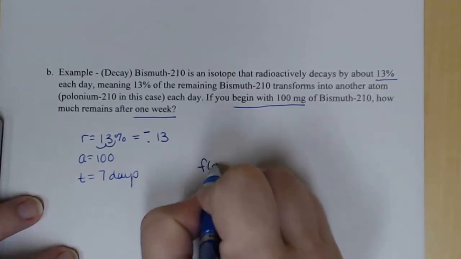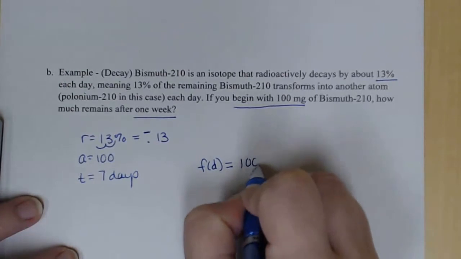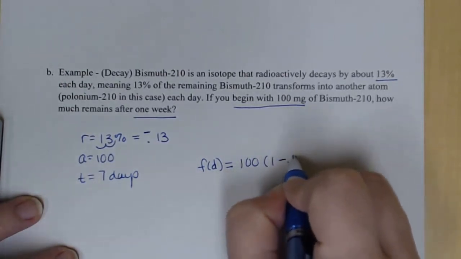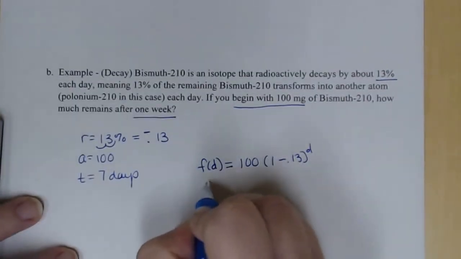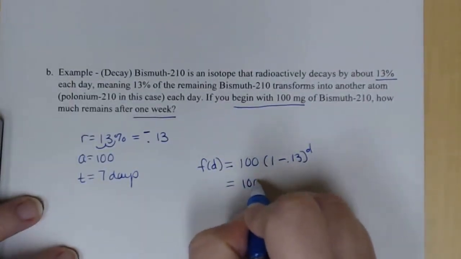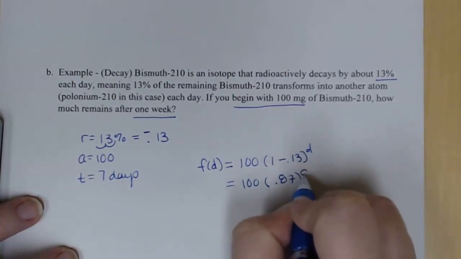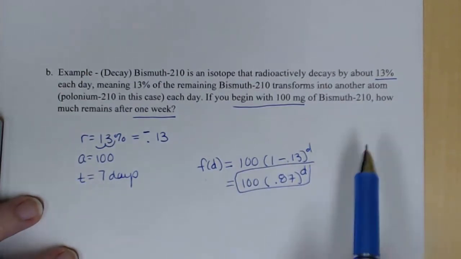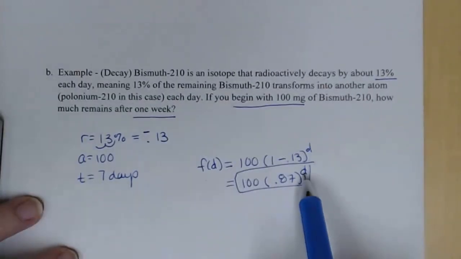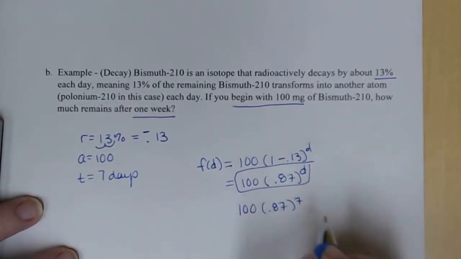So if I'm finding f of d, our function in relation to days, this would be equal to 100 times (1 minus 0.13, because I'm decaying) raised to the d. So this would be equal to 100 times 0.87 to the d. So there's my function. Now it wants me to know how much is it after 1 week. So now I'm going to plug in 7 here. So I have 100 times 0.87 to the 7th.